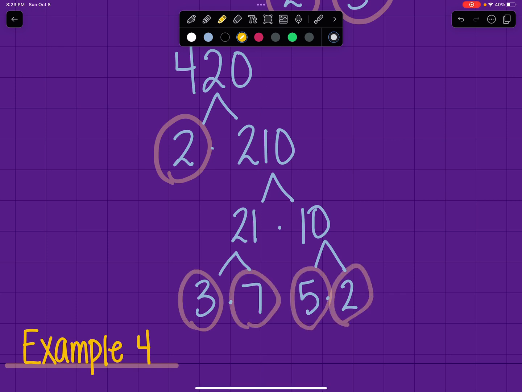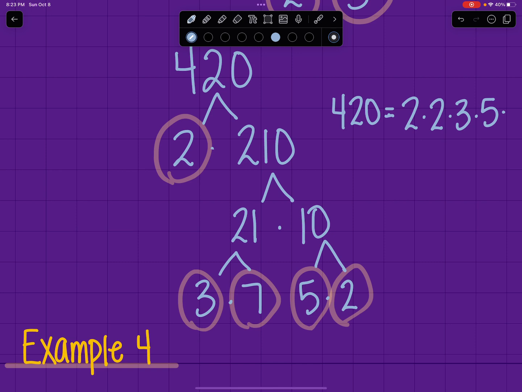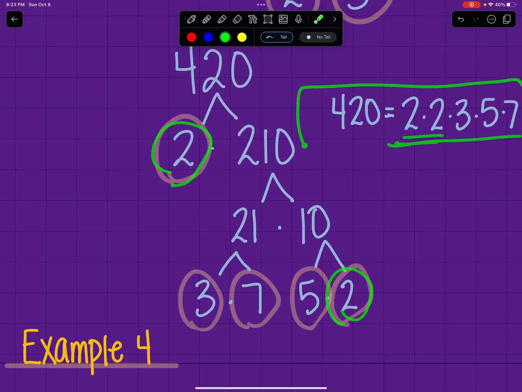And then I'm going to list them all in order from smallest to largest. So it's going to be 2 times 2 times 3 times 5 times 7. Make sure you get them all. So there were two 2s. You have to list them both. If you do that multiplication, you should get 420 as your answer.